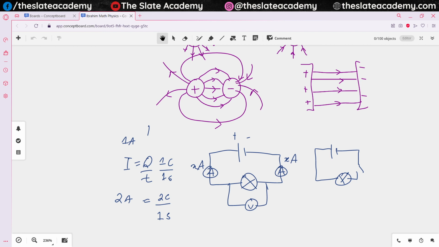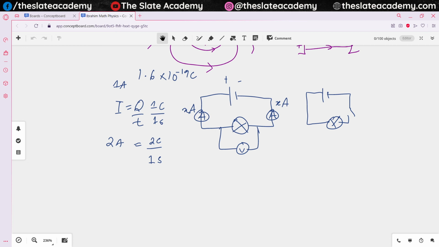One electron is equal to 1.6 into 10 to the power minus 19 coulombs. Let's see how many electrons are flowing if a current of 1 coulomb is flowing.